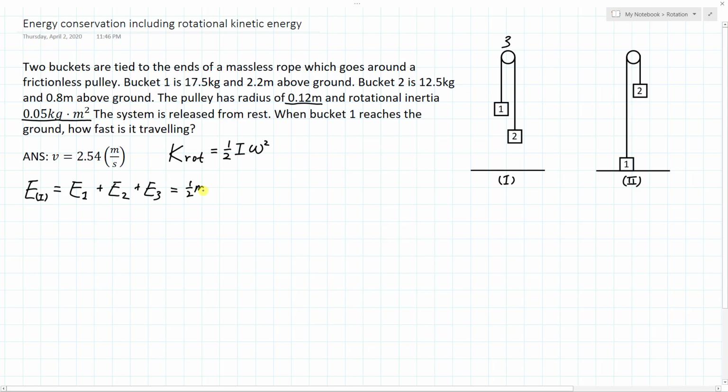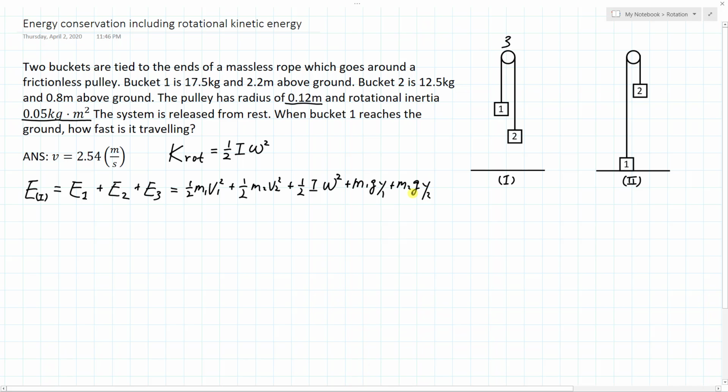1/2 mv squared. These are the bucket 1, 1/2 m2 v2 squared, bucket 2, and also 1/2 I omega squared for the pulley, but we only have 1 rotational inertia, since we only have 1 object rotating anyway. So these are the kinetic energies, and then we also have potential energies. So m1 g y1 plus m2 g y2.